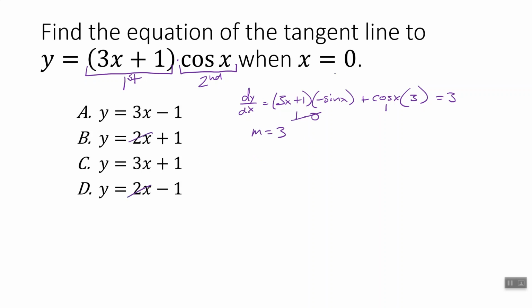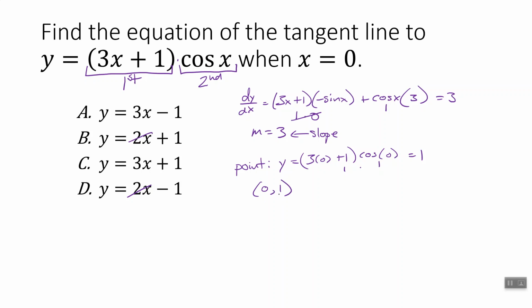All right, now we need to plug in 0 to get our point. So this was our slope. Remember, we use m for slope. All right, and our point, we're plugging back into the original now. So back to this guy up here. So we get y equals 3 times 0 plus 1 times cosine of 0. Cosine of 0 is 1. This is also 1. 1 times 1 is 1. So our point is 0, 1.